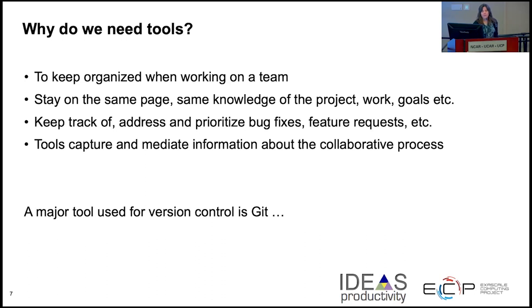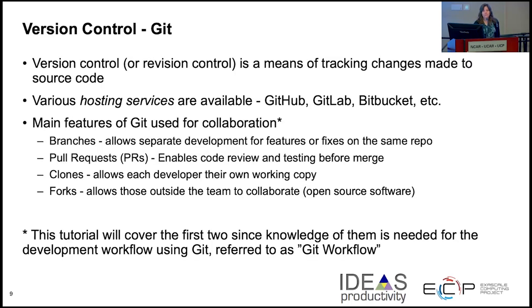So one of the major tools, of course, is version control. Many people talked about that in the last day and a half, and we use Git. So we're going to talk more about using Git for version control. It's a means of tracking your changes to the source code and other parts of your project, even your documentation and your analysis processes can be put in version control. There are various hosting services, including GitHub, GitLab, and Bitbucket.